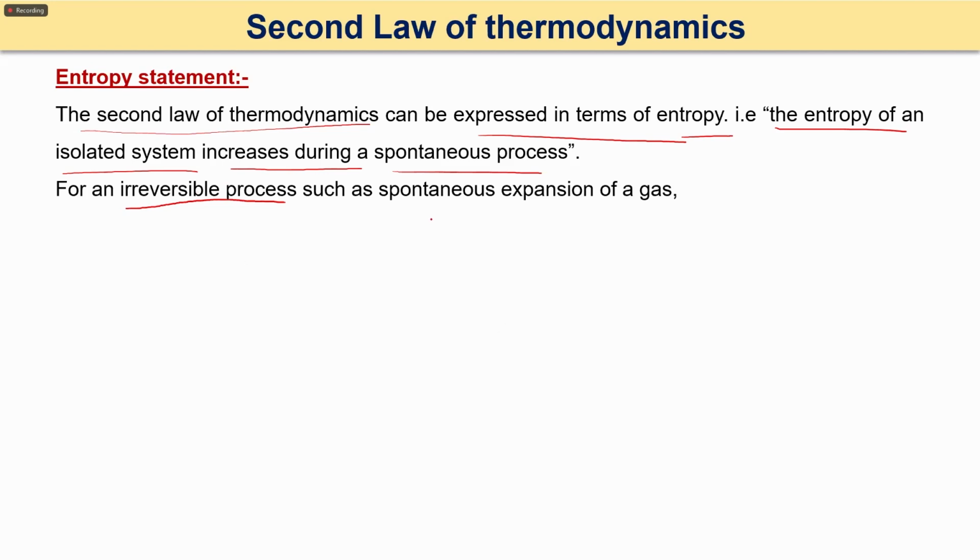For example, if there is an irreversible process, that is a very spontaneous process, let us take a spontaneous expansion of a gas. A gas is expanding spontaneously. So in that case, what will happen? Entropy will increase. That means it will be greater than zero. What is delta S total?